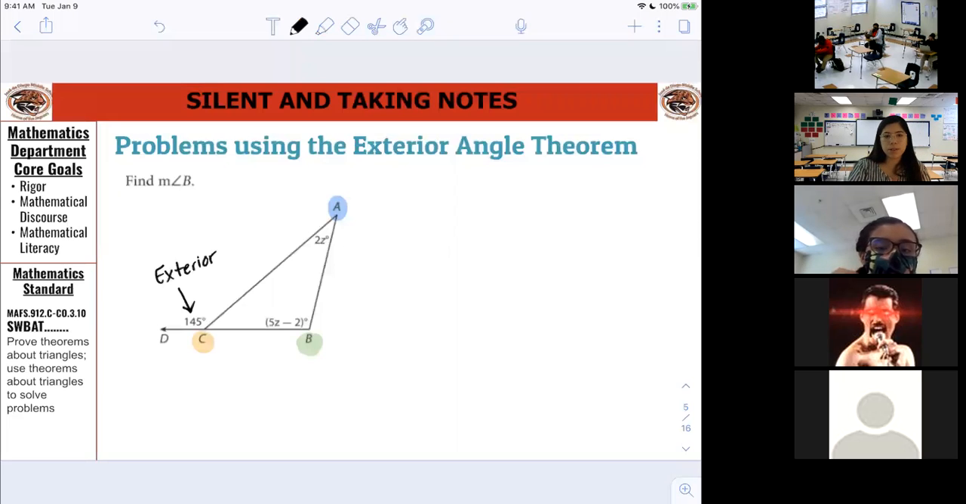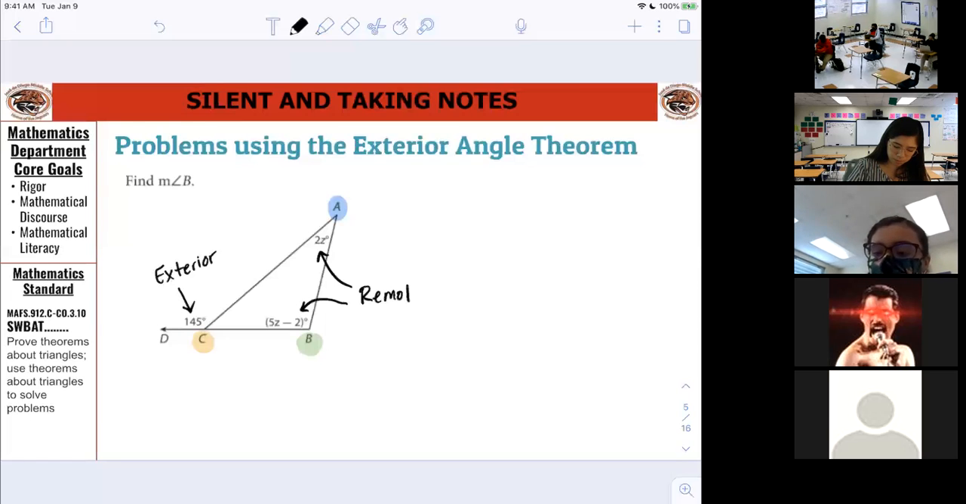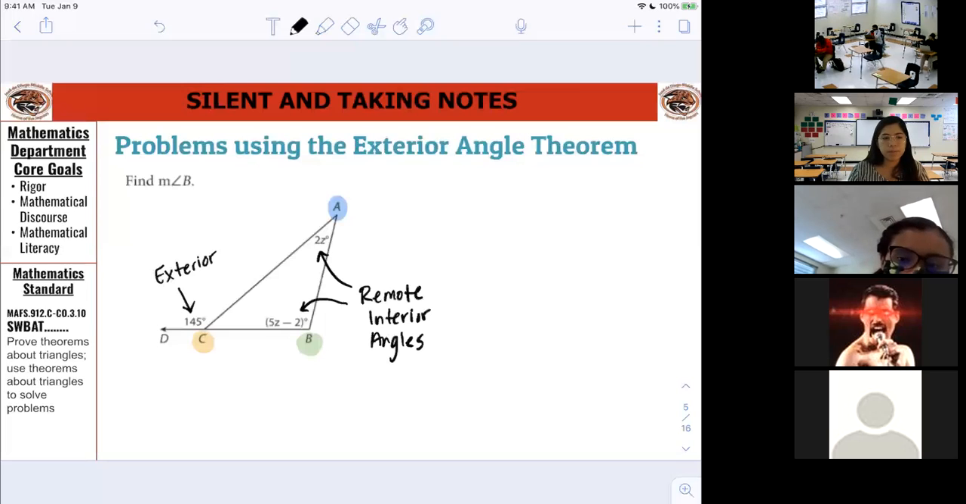Which ones are my remote interior angles? A and B. So what does the theorem tell me again? What adds up? What's going to be equal? 145 equals B and A. Right. So the remote interiors are going to be equal to the exterior.